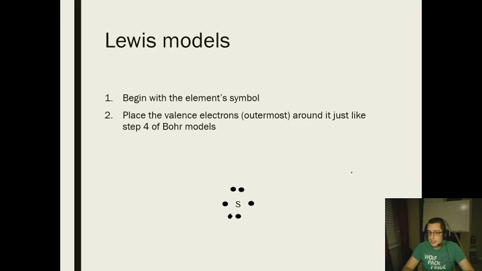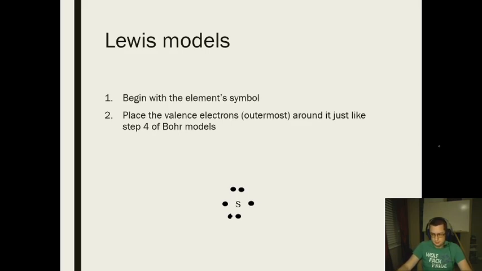Then the second and the last step, we just put the valence electrons. Remember, those are the ones that are on the outermost layer around it, just like we did with the last step of the Bohr model. So we count how many columns over we are, and that's how many we put, and we add them on in the same way as well. We do top, bottom, left, and right. Be very, very careful not to put any circles, but that is it.